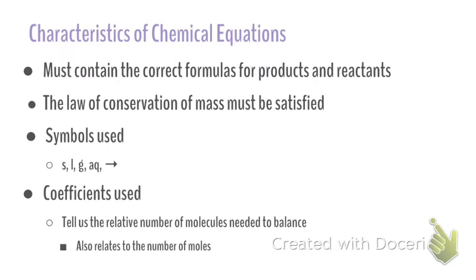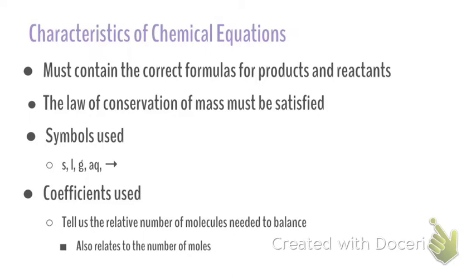All right, our chemical equation is just the written form of a chemical reaction. We have to have correct formulas for products and reactants. Remember, if we write down sulfate instead of sulfite, or nitrate instead of nitride, our equation is not going to balance. We've got to make sure that we've got our formulas written correctly so that we can satisfy the law of conservation of mass.